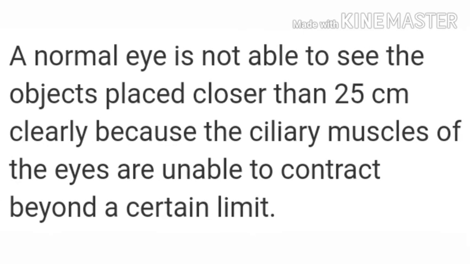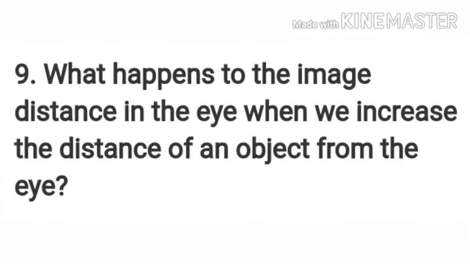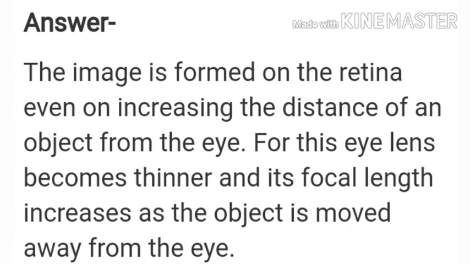Because the normal eye is not able to see the object placed closer than the 25 centimeter clearly, because the ciliary muscles of the eyes are unable to contract beyond a certain limit. Image is formed on the retina even on increasing the distance of an object from the eye. For this, eye lens becomes thinner and its focal length increases as the object is moved away from the eye.